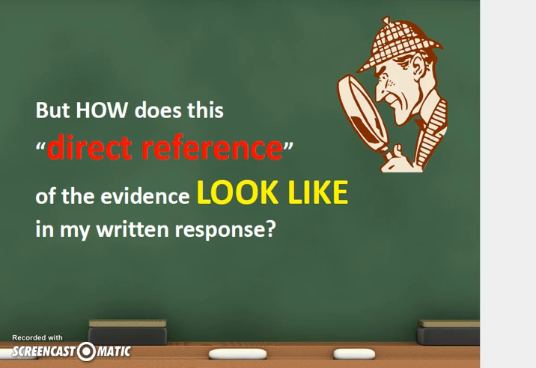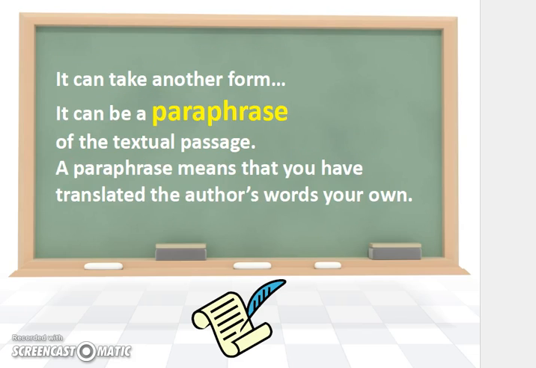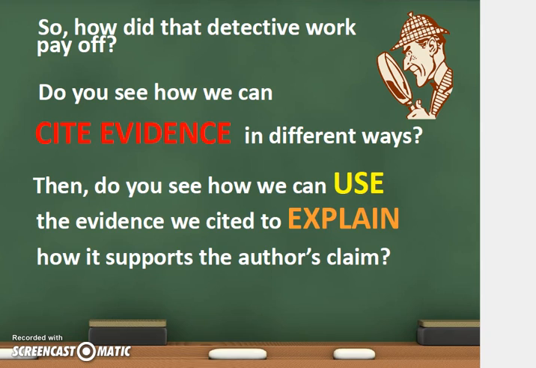But what does this direct reference of the evidence look like in my written response? It can take different forms. So we have direct quotation. Remember, if you use the exact words of the author, you need to use quotation marks and give the author credit. Otherwise, it is all known as plagiarism. We can also paraphrase, which we have been working on quite a bit, so taking the author's words and putting it into your own words. Summary, we've done this as well, so this would be a longer statement, maybe for a longer piece.